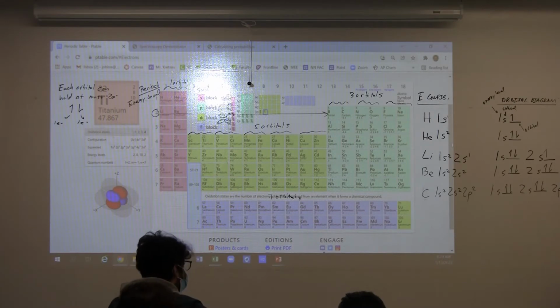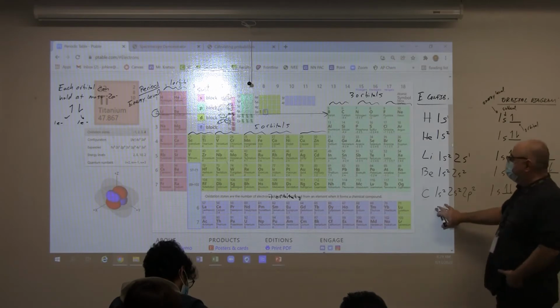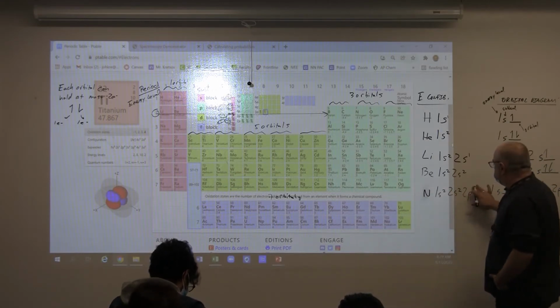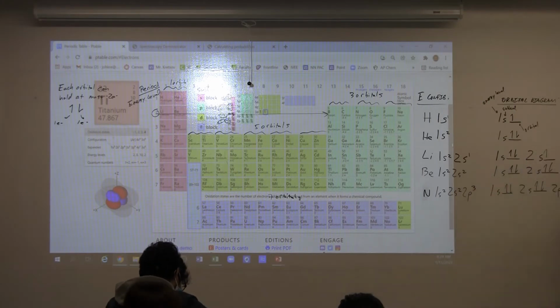What about boron and oxygen? We're getting there. So after carbon is nitrogen, right? That's just going to add a new one. And that also gets its own, but it's in a different orbital, because it's got a separate orbital to occupy.